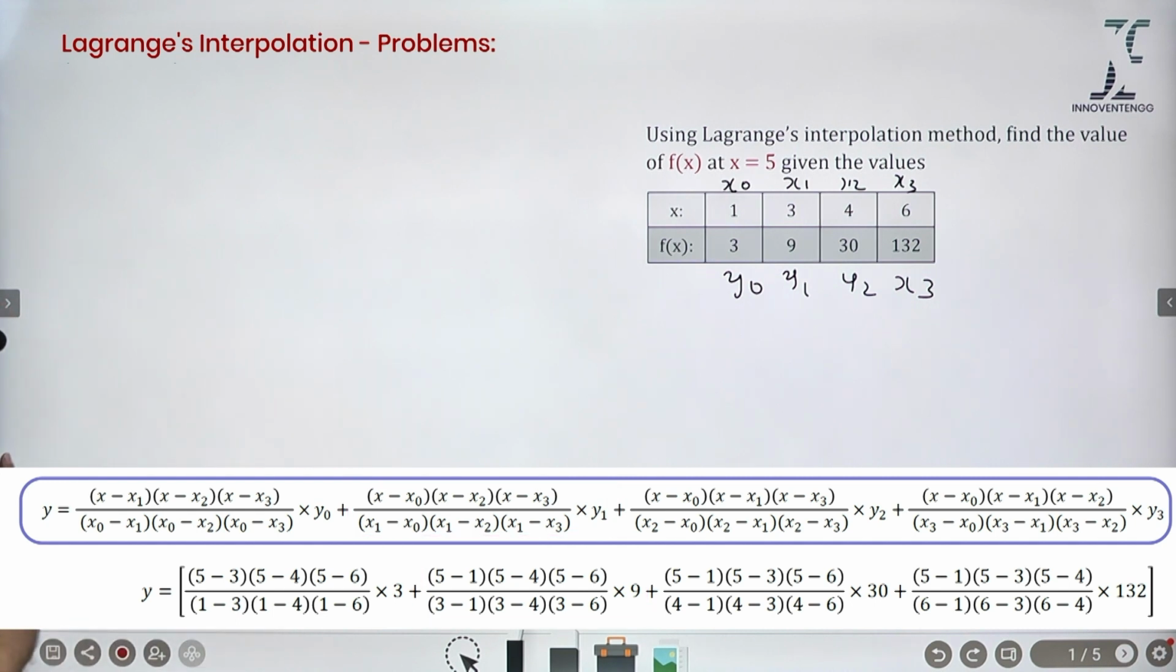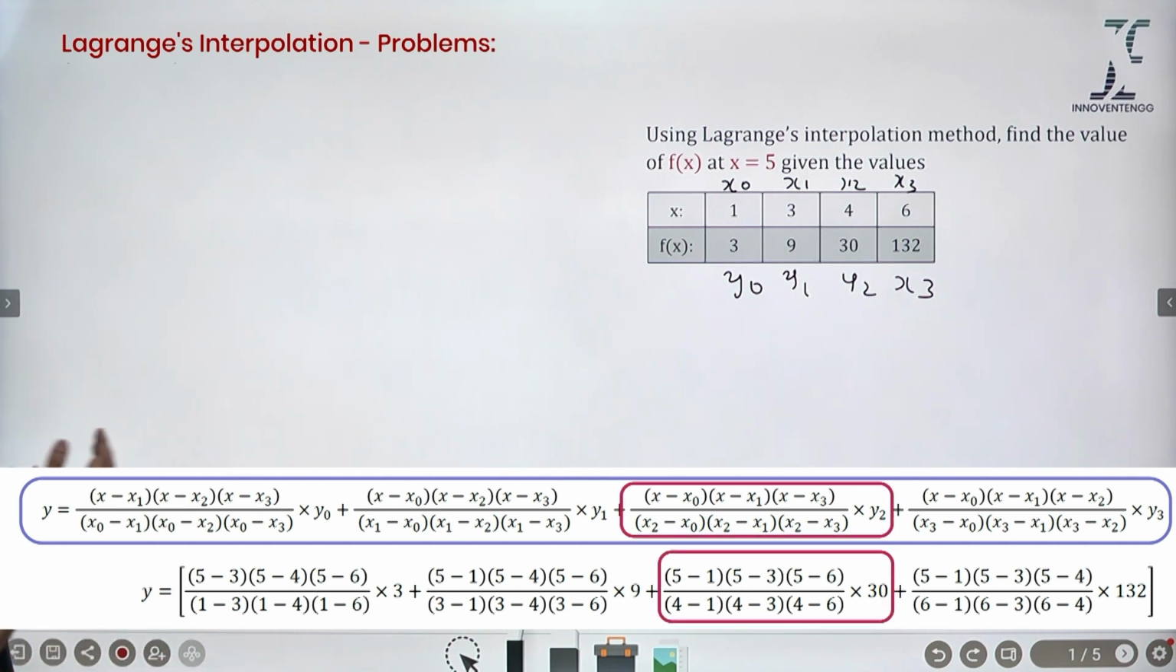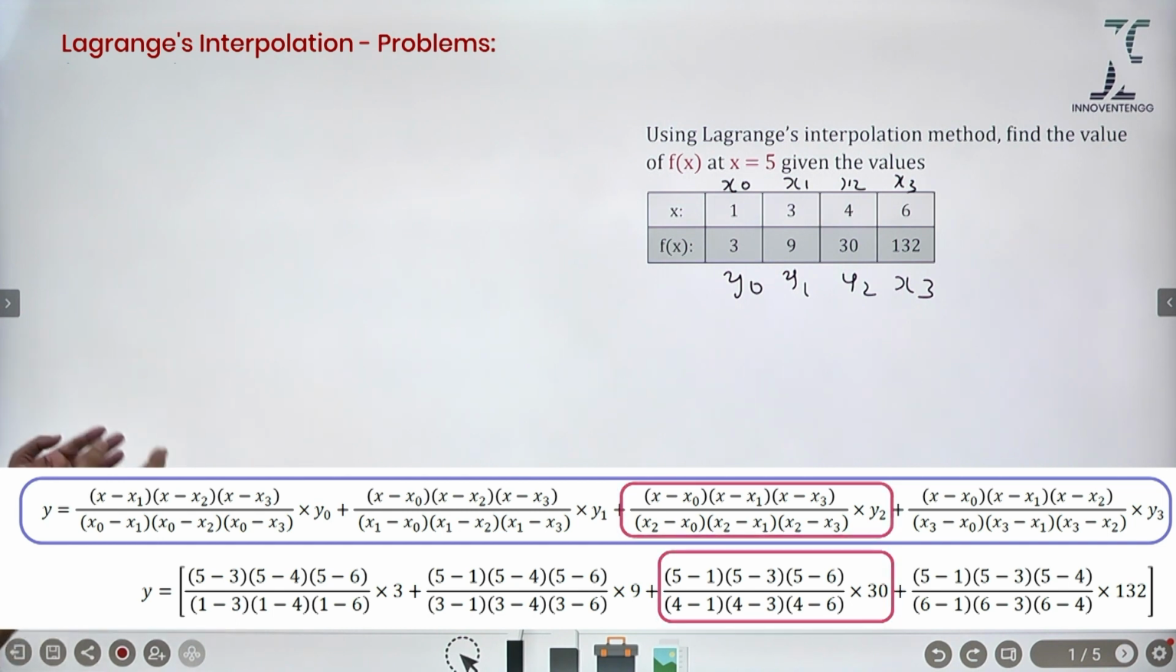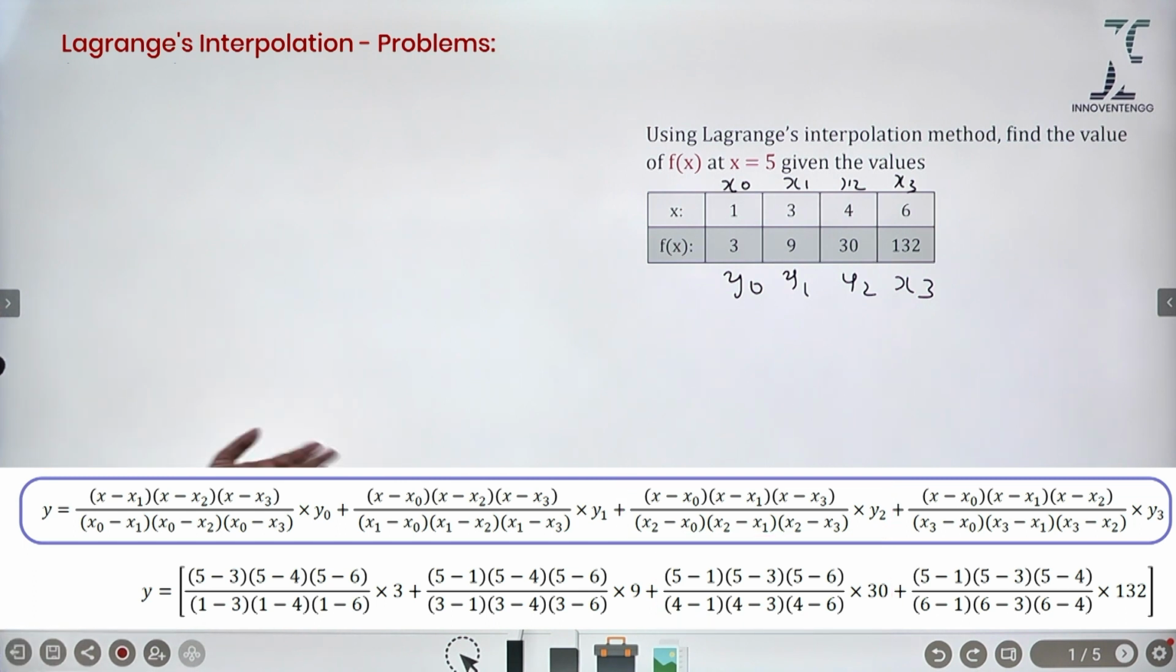And what about the third term? The denominator, of course, since it pertains to x2, is going to be x2 minus x0, x2 minus x1, x2 minus x3. And that is going to be multiplied by the corresponding y, which is 30. And what about the numerator? Numerator is simply going to be x minus, except x2, x minus x0, x minus x1 and x minus x3. So that gives you the third term.